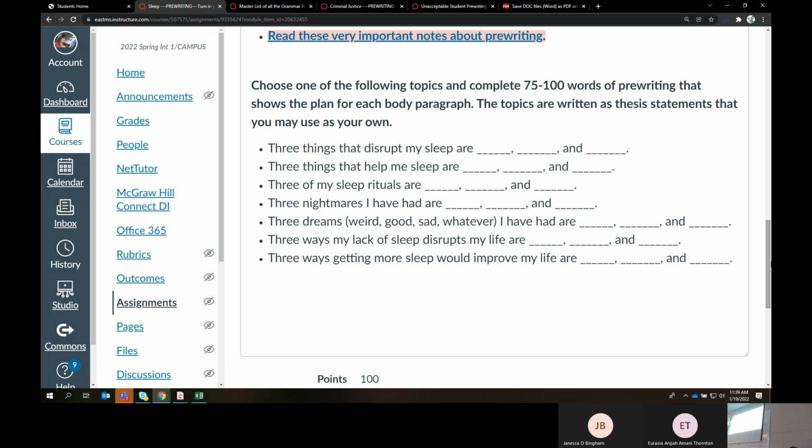You don't have to put anything in the introduction if you don't want to. If you want to do some kind of typing thing, that's cool. So which topic, y'all take a minute and pick. They're written as thesis statements. We'll talk about thesis statements later. But you can use it word for word like that, or you can fold with it a little. Now, if you did three dreams, that's kind of a narrative essay.